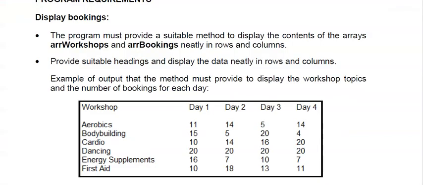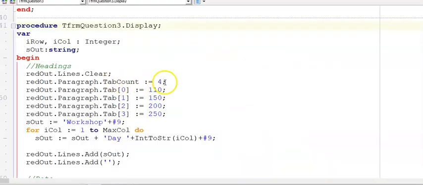To know how many tab stops you need to create, you can just look at the screenshot to say there's 1, 2, 3, 4. It's usually 1 less than the number of columns that you have. So therefore my tab count is 4, and you will see that my first tab 0 is the smallest one, and the last one would be the largest one. I have initialized sOut with Workshop and the tab space, and now I can loop from 1 to max col, that's the number of columns that you have, to display Day 1, 2, 3 and 4, instead of having to write all of that in my rich edit.